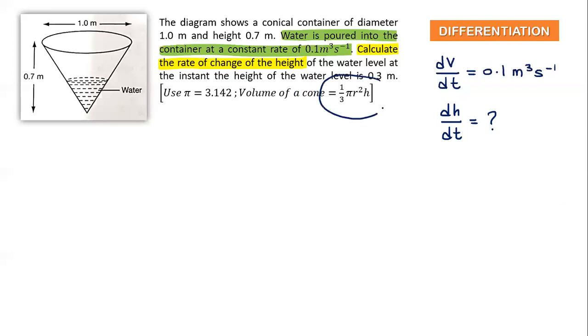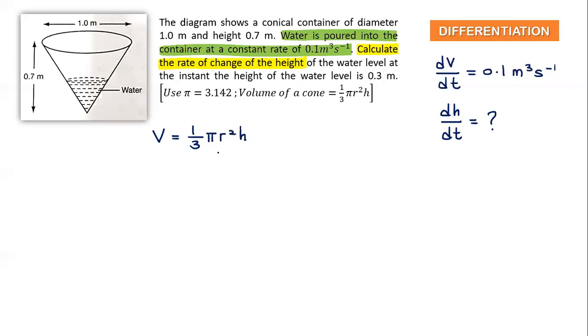Another piece of information that is straight away given to us is this formula. You have to use this formula and differentiate it. I'm going to take out the formula for you here. Let's say V stands for volume. Volume is one over three pi r square h.